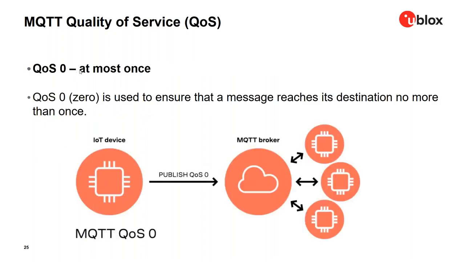So quality of service 0, at most once. This is used to ensure that the message reaches its destination no more than once. So the client will publish quality of service 0, the MQTT broker will receive that message and immediately send it on to any clients that are subscribed to the topic. There's no message back to the client. The client's not expecting any acknowledgements. It won't try and resend that message.